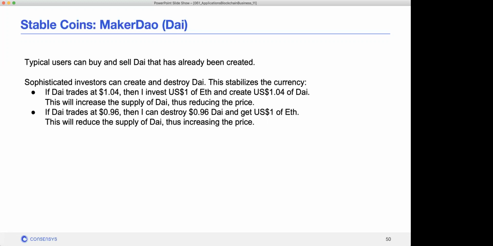However, say the DAI was trading at 96 cents, then you could destroy that DAI and get $1 back in ether. And so you've suddenly made 4%. And this will reduce the supply of DAI and hence increase the price. So it self-stabilizes.